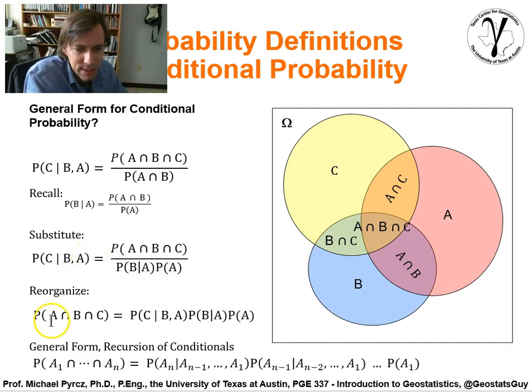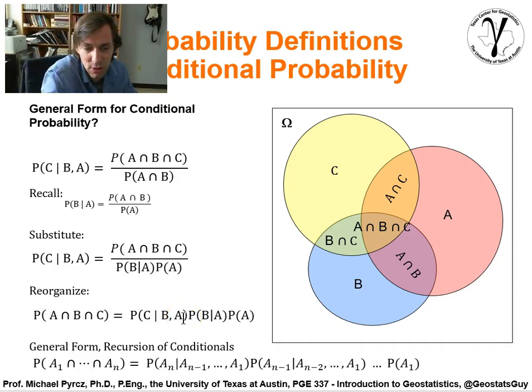If we reorganize it like that, we get the probability of A intersection with B intersection with C is equal to the probability of A times the probability of B given A times the probability of C given B and A. And so this is a very general form. It's the recursion form of conditionals, and we can expand it like this, and we can go on forever.